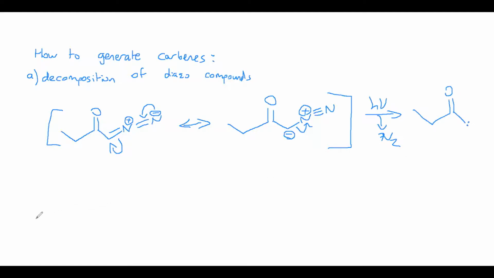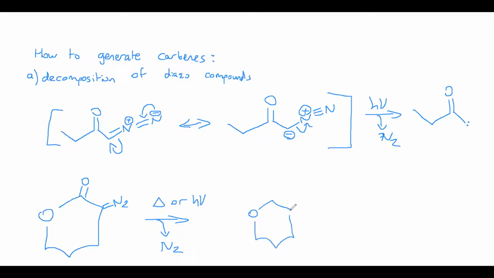You may be presented with a problem where you are not shown the full structure of the diazo. In this case, you may just be told that you actually have N2 here. This will be more common as it's shorthand, easier to draw out. You may be asked to draw the full resonance structures, or you can just simply say that you are heating this or providing some light. You have N2 leave and you form your carbene, as so.